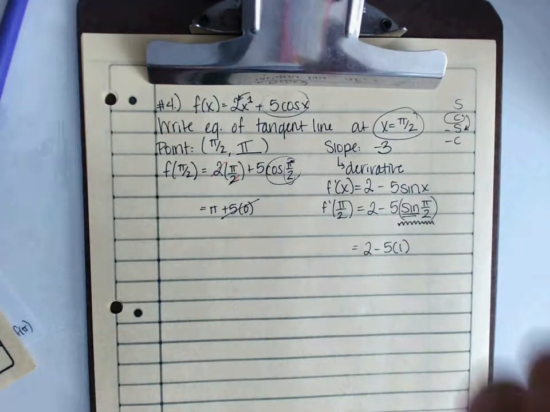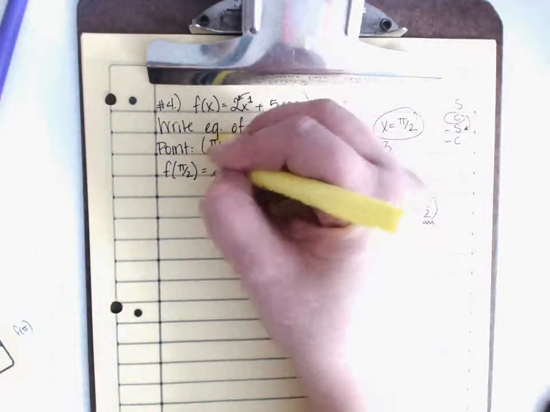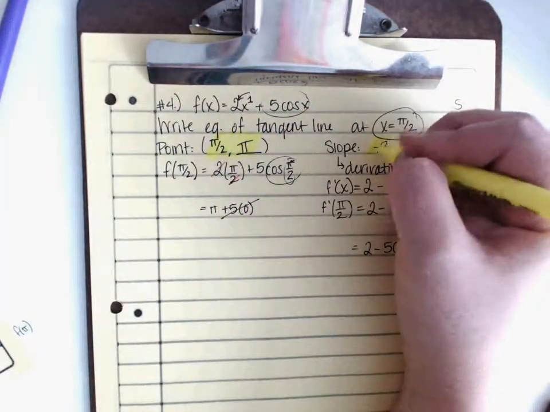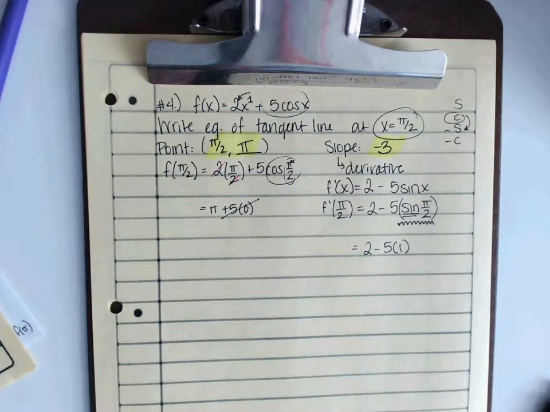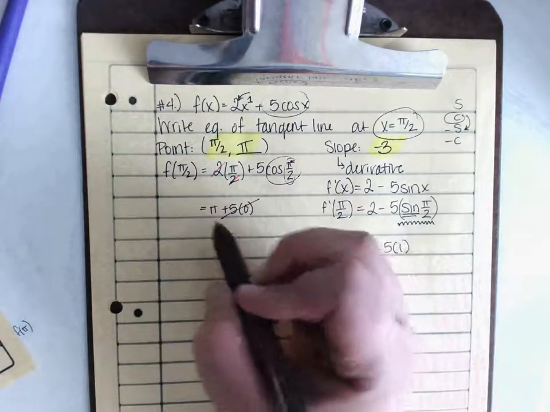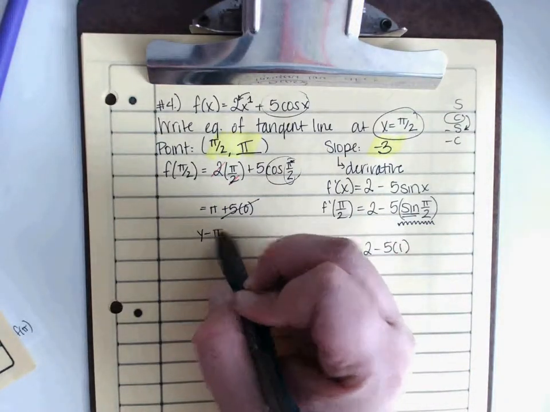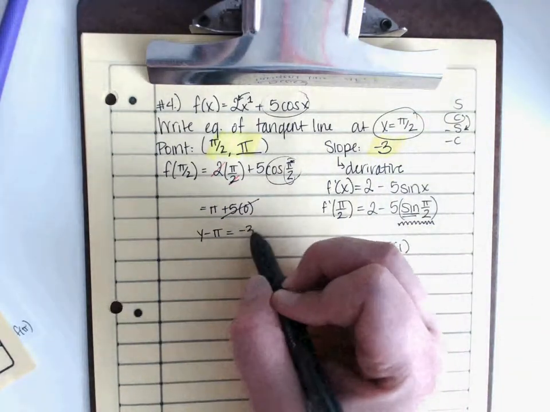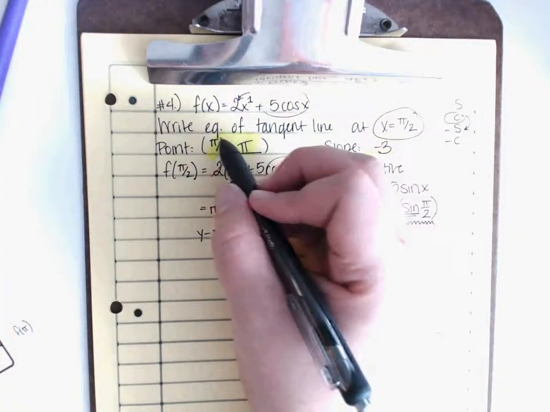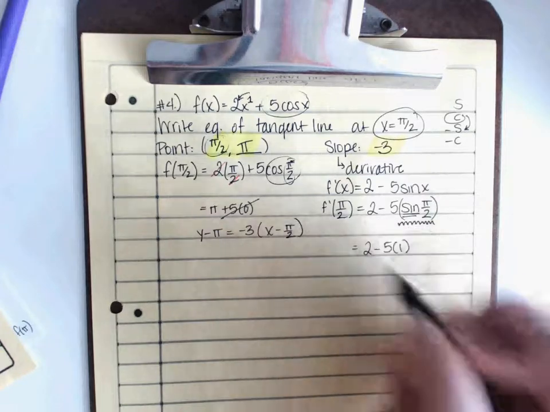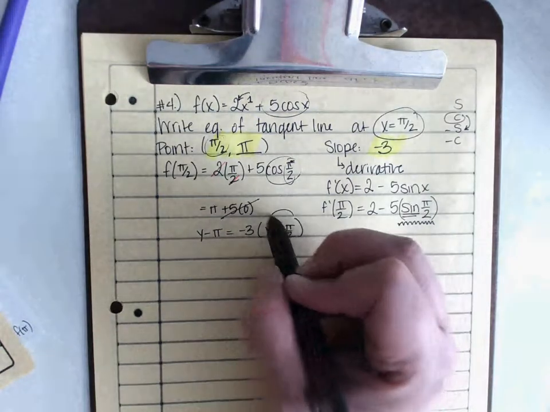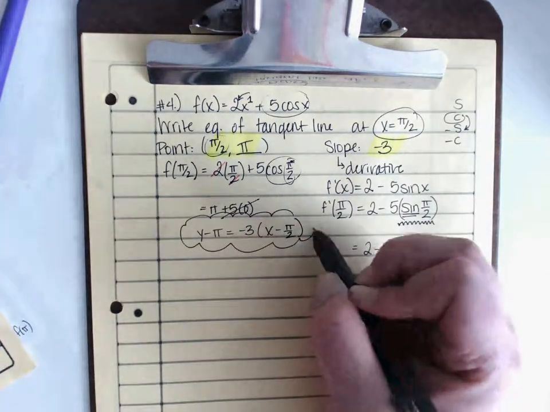Then from there, I have my point over here. I have my slope over here. Then I'm ready to write the equation of my tangent line. So I'm going to have y minus pi, negative 3, and then x minus, my x was pi halves. So this would be the equation of the tangent line.